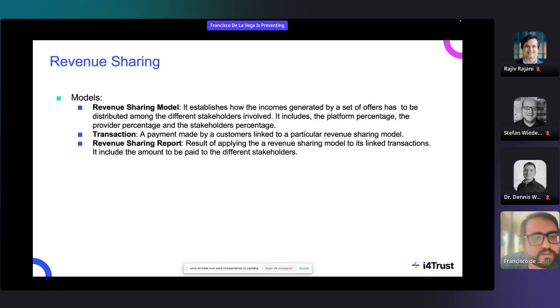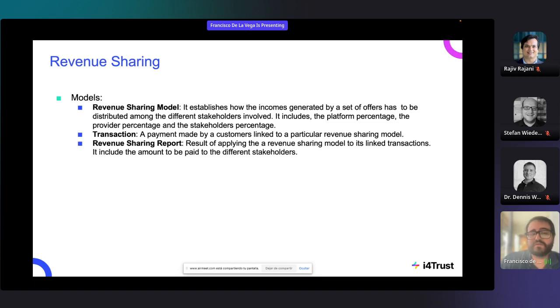Okay, and well, the final concepts I want to show you are the ones related with the revenue sharing. First of all, when we are playing with this revenue sharing, what you are going to have are the different revenue sharing models. As I have mentioned before, a revenue sharing model establishes how the money generated by a set of offerings has to be distributed among the different stakeholders that are involved in those set of offers. So basically, this includes the platform percentage, the provider percentage, and a list with all the stakeholders and the percentage that each stakeholder is going to receive.